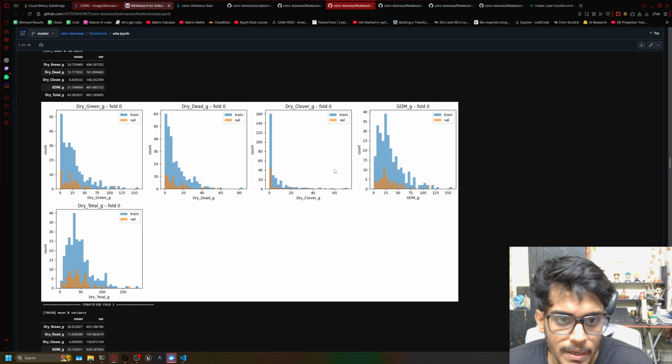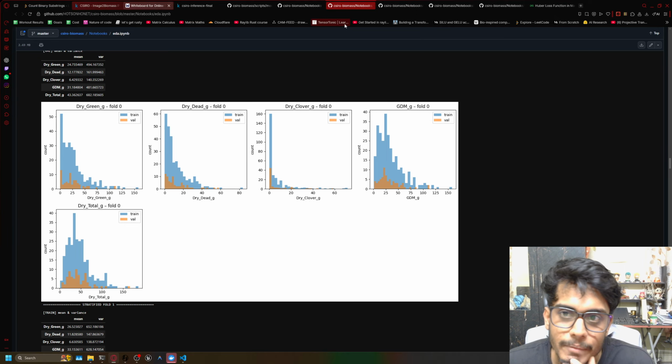Whereas if you see greenness, it has a good curve, and the values are mostly above 5. But in the case of clover, those values are pretty low. And similarly for dead, this was the same case as clover.